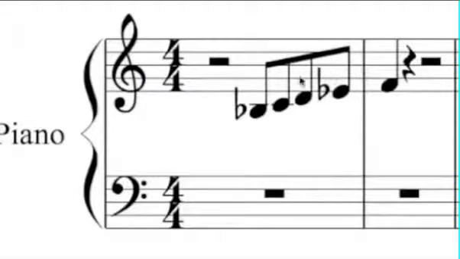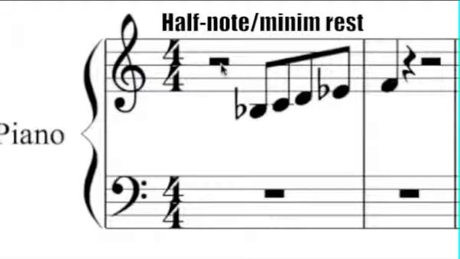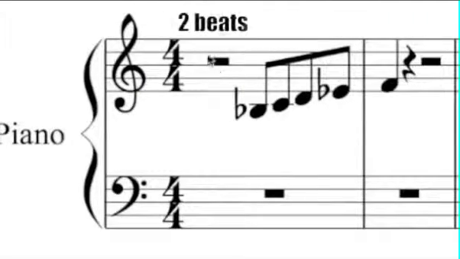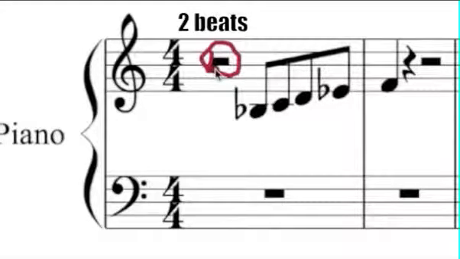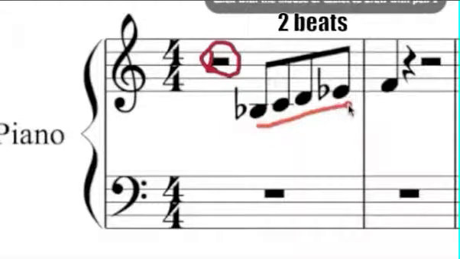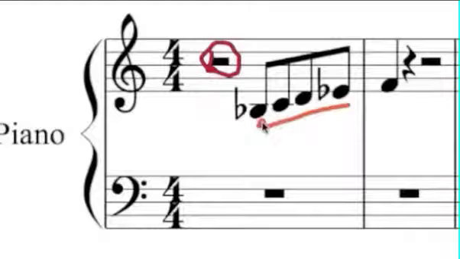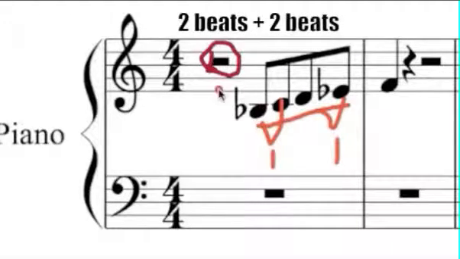So you should already know that this symbol here is literally a half note or minim rest. So that covers 2 beats. That will be this one here. This one here covers 2 beats. And then you have this one here. These guys add up to make another 2 beats. These 2 make 1 beat, and these 2 make another beat. So that's 2 beats, plus this represents 2 beats, so that's your 4 beats.